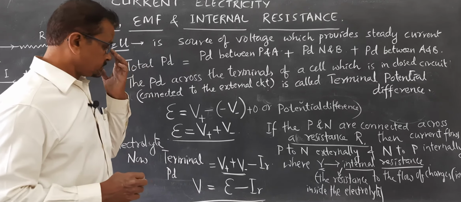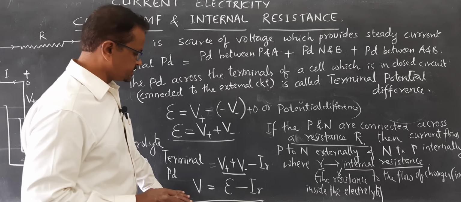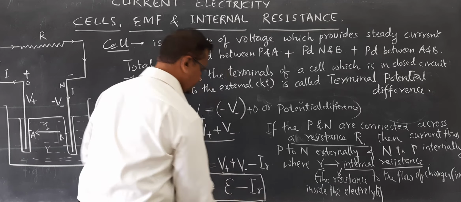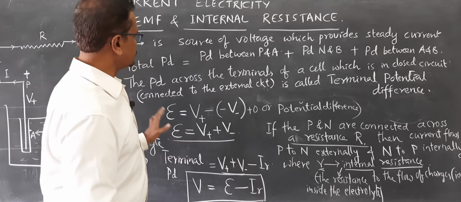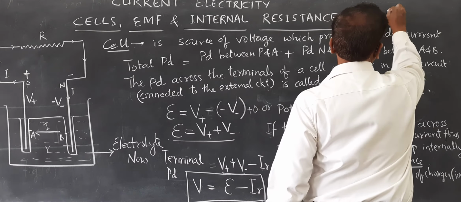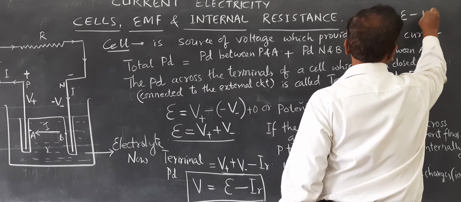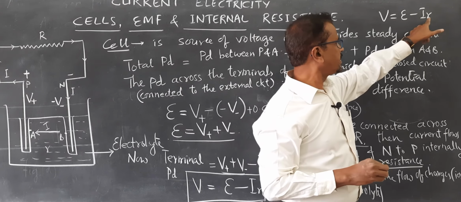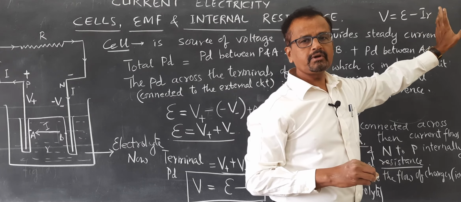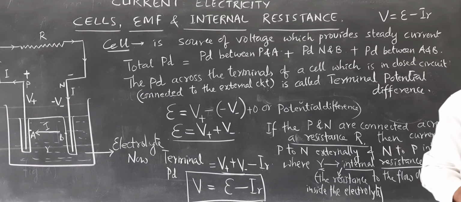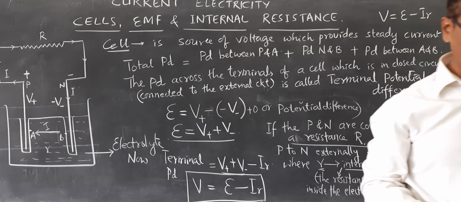Okay. Now look at this equation. Based on this equation, we are going to get the equation for the main current I. So finally we got V equal to E minus Ir, where V is the terminal potential difference, E is the EMF, I is the main current, and small r is the internal resistance. Okay. Now let us find out the equation for main current.